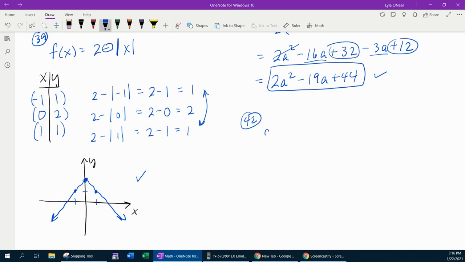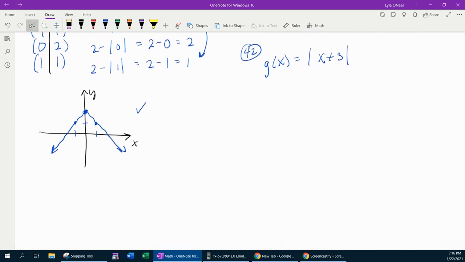Number 42, g of x equals the absolute value of x plus 3. So this is another absolute value function. It's going to make a V as a graph. But this one's a little bit different because we have a number inside the absolute value. And so we're going to have to be careful about the x's we pick. Okay, so remember, the first thing you need to ask yourself is, what number could I replace x with to make the absolute value of 0? What number can I plug in that'll make all of that stuff 0 inside?